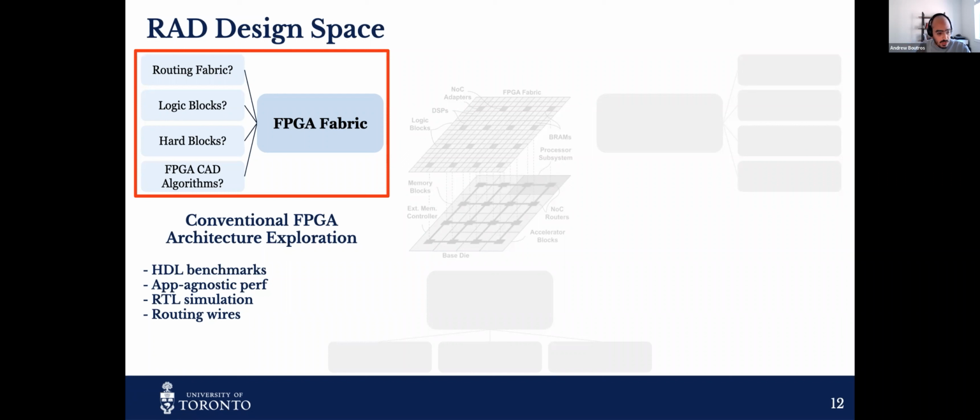So if we look at those conventional FPGA architecture exploration flows, we find that we write benchmarks in HDL, and at the end, we get application agnostic performance in the form of clock frequency and tile area of the FPGA.